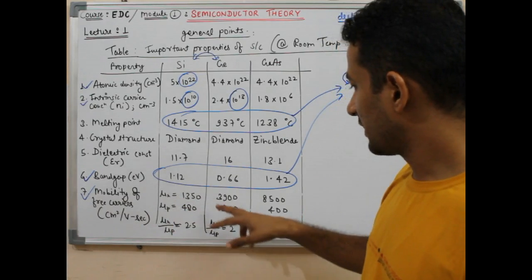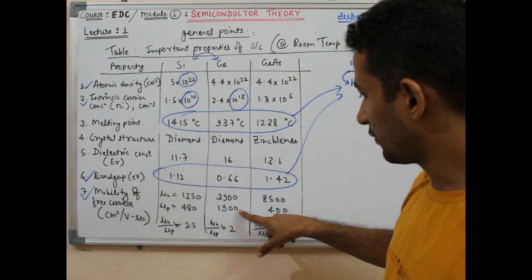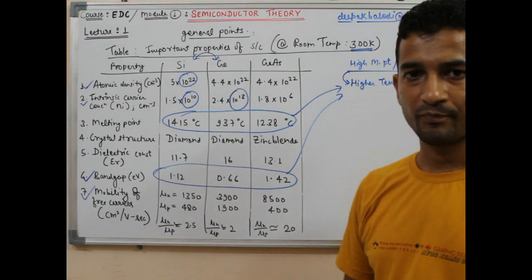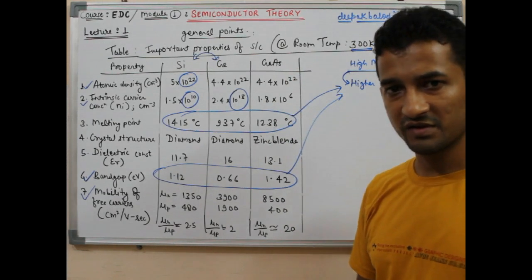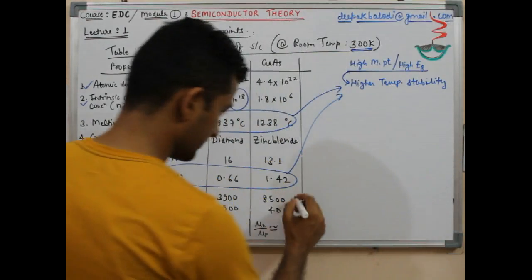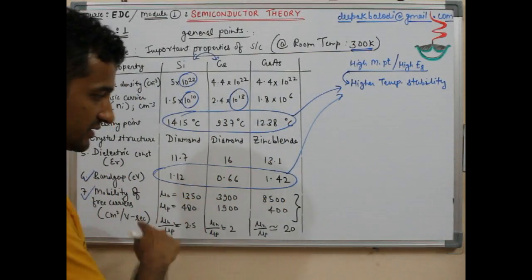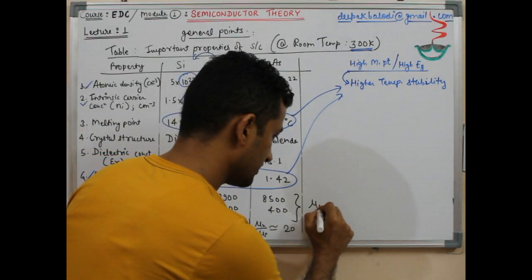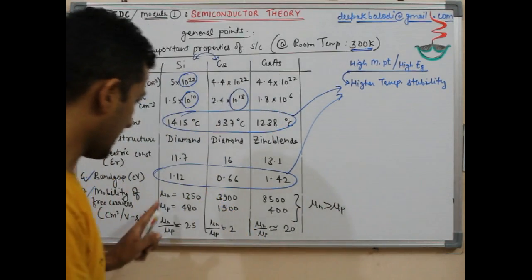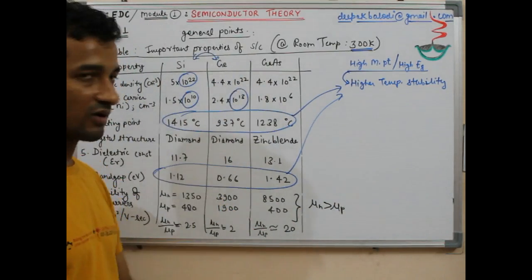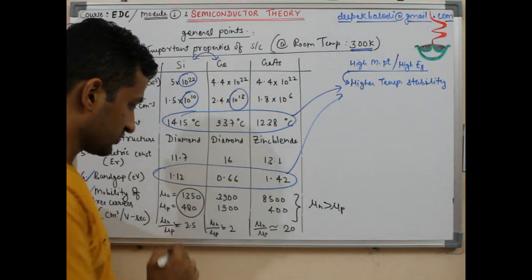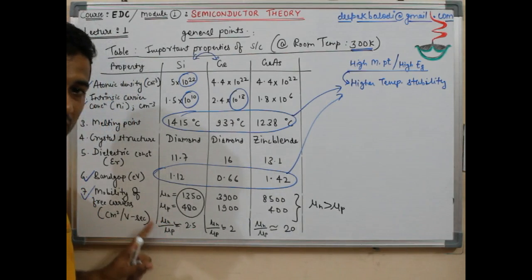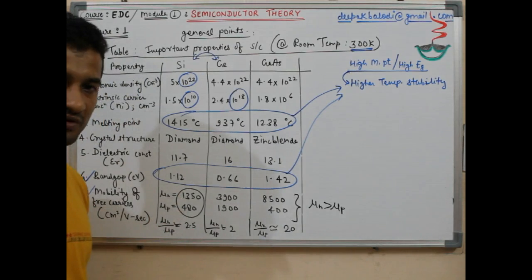So these two are the values for electron and hole mobility in germanium, and this is the electron and hole mobility in gallium arsenide. One very important observation we can notice is that from any of these pairs, the electron mobility is always larger than the hole's mobility, be it silicon, germanium or gallium arsenide. Generally the electron mobility is 2.5 times larger than mu p. So mu n by mu p is 2.5. You can make this ratio.